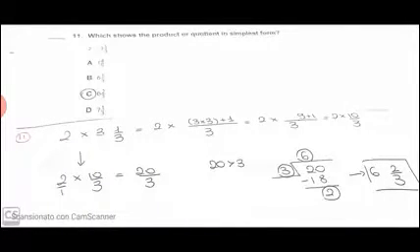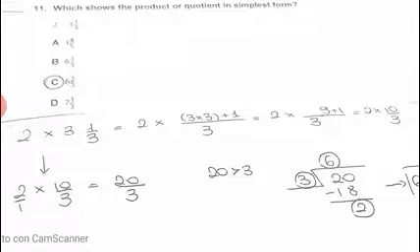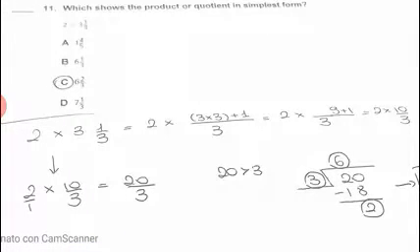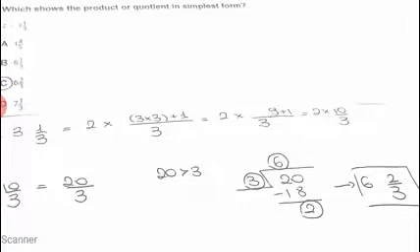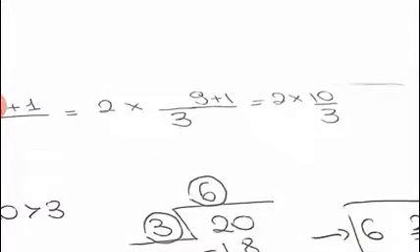Number 11, which shows the product or quotient in simplest form. We have 2 times 3, 1 over 3. So we transform the mixed number as a fraction. So we make 3 times 3 plus 1 over 3. So 2 times 3 times 3 plus 1 over 3. 3 times 3 is equal 9. 9 plus 1 is equal 10. So we have 2 times 10 over 3.